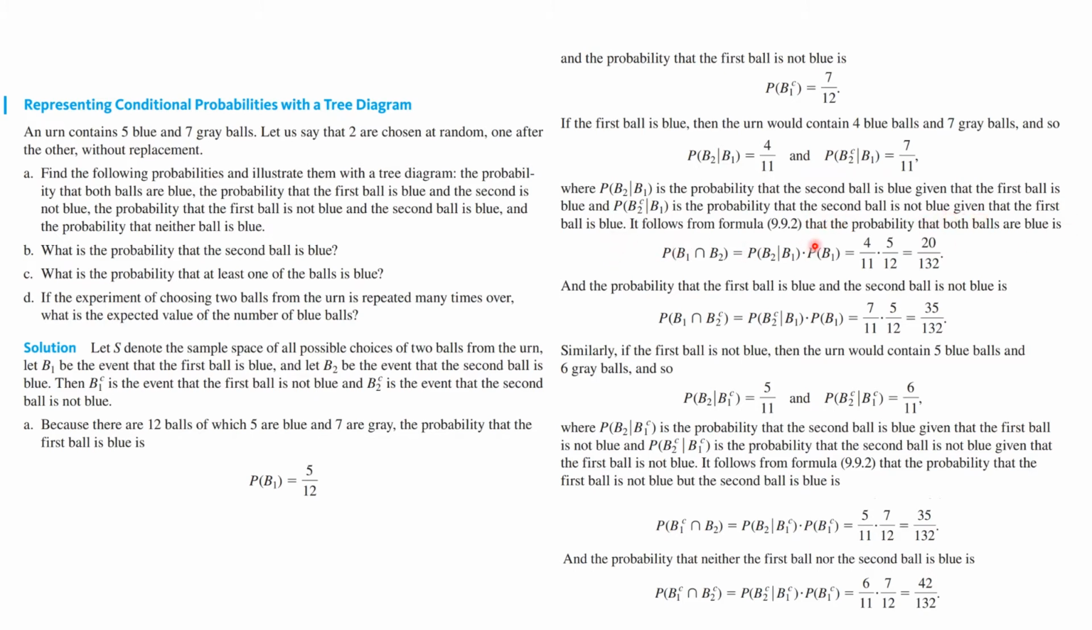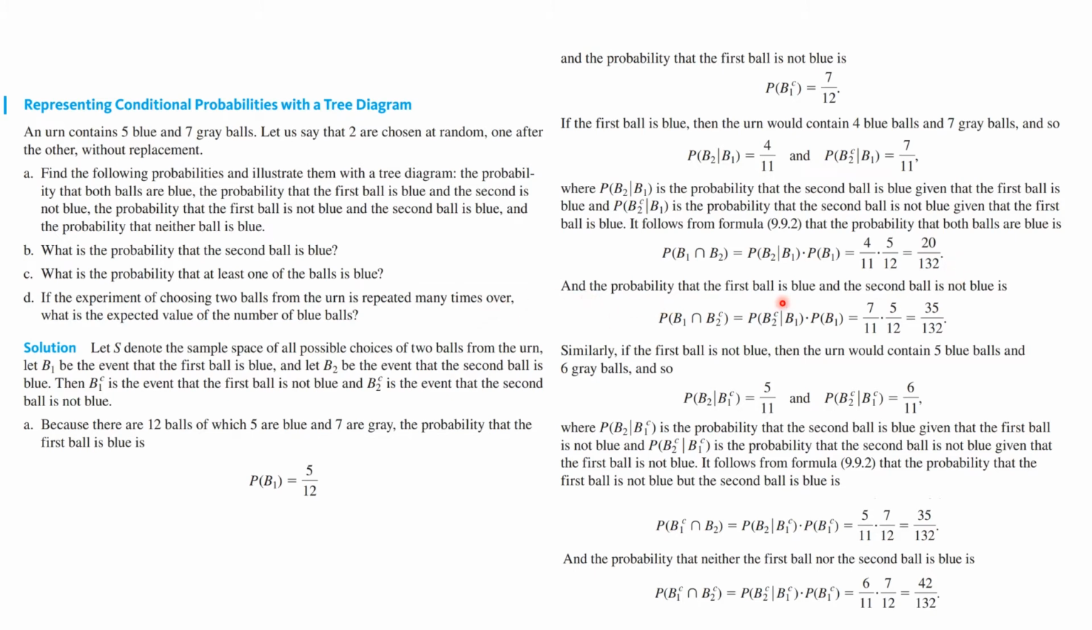So it follows from the formula that we talked about before that the probability of the intersection, the first 2 are blue, is going to be this, from the definition of conditional probability. It's the product of these 2 numbers. That's 20 over 132, and we could reduce that, but that is an answer for us. Actually, you could reduce that several times, but let's just leave the number that way.